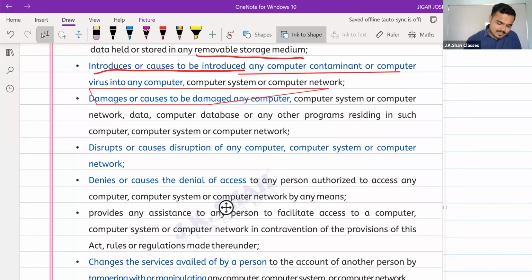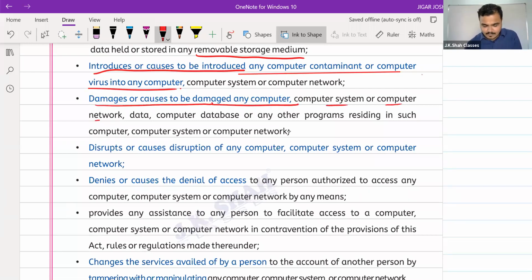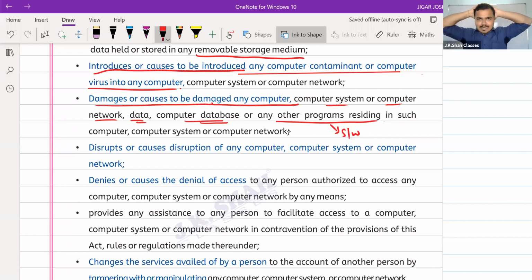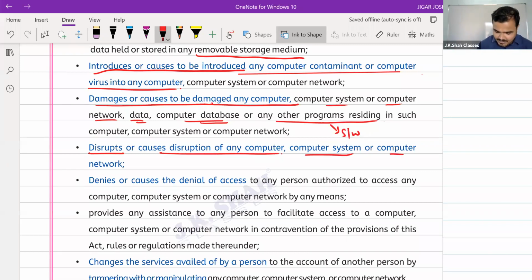Damages or causes to be damaged any computer system or computer network, data, computer database, or any other program, means software. So if anybody is deleting some files so that particular software will not run or particular data will not be made available, he is trying to create damage to the data. Then that person will also be punished under Section 43. Understood? Yes, sir. You disrupt or cause disruption, it means physically creating damage to the computer. One who disrupts or causes disruption to any computer system or computer network will also be punished under Section 43.